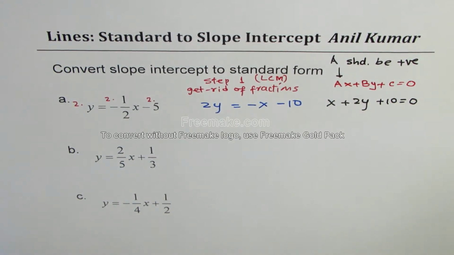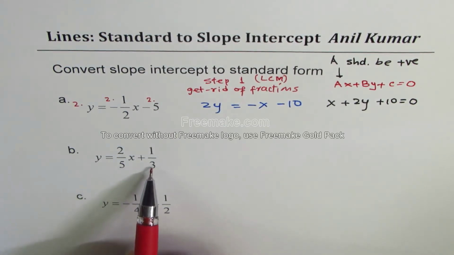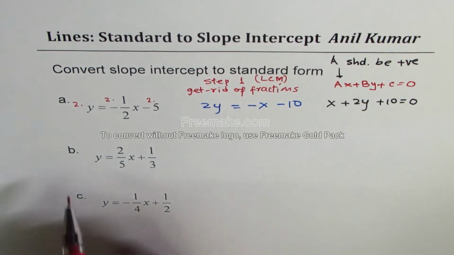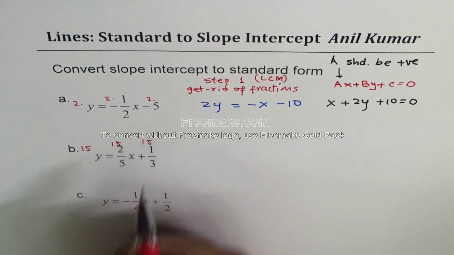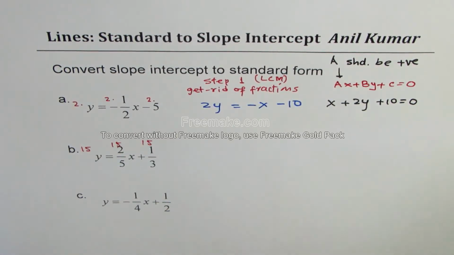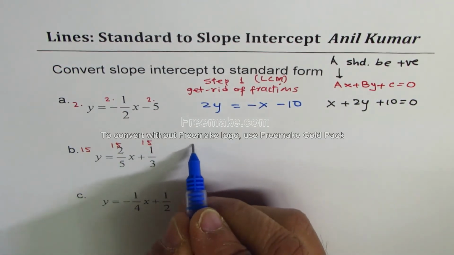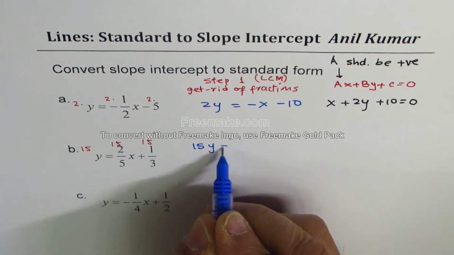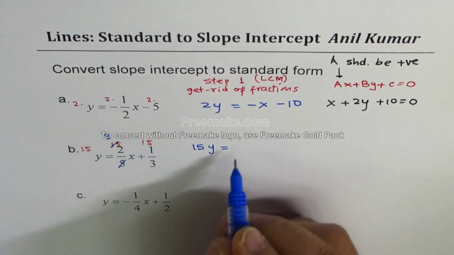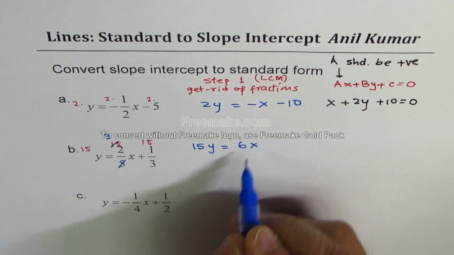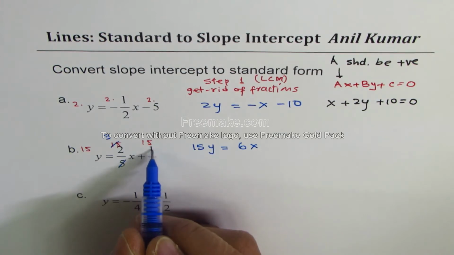So let's do it for the other 2 questions. What is the LCM here? 5 times 3 is 15. Both are prime numbers. So we'll multiply each term by 15. Is it okay? That gives you the simplified form without fractions. 15y equals, 15 goes 3 times, so 3 times 2 is 6, so you get 6x. Or you can say cross multiply: 3 times 2 is 6, 5 times 1 is 5.